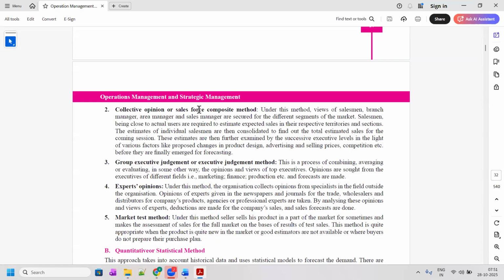These estimates are then further examined by successive executive levels in the light of various factors like proposed change in product design, advertising and selling prices, competition before they are finally emerged for forecasting. So basically, when we talk about collective opinion or Salesforce composite method, here we are talking about different branch heads or salesman heads or area manager heads. They estimate their sales in the region, and then these estimates are combined to get the total estimated sales figure from the particular zone or from particular state or whatever.